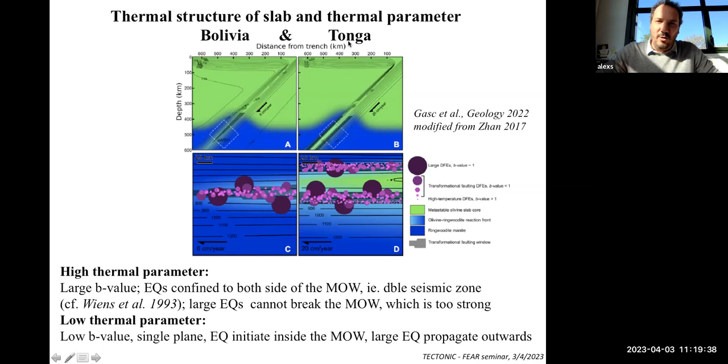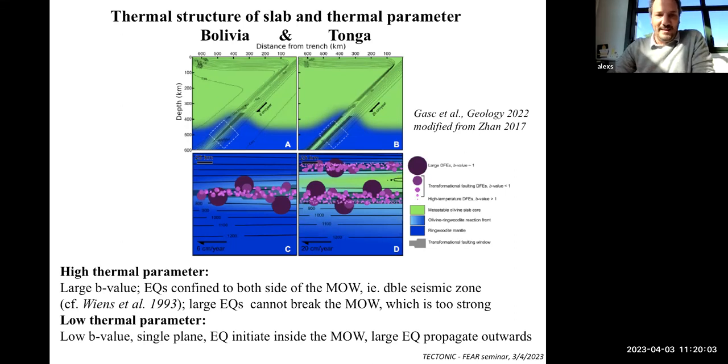Whereas in a very cold slab, in fact, you never break the metastable olivine wedge, but you actually have the double layer of transforming material with small earthquakes, which is hotter, and this double layer has been observed by Doug Wiens in a paper in 1993.